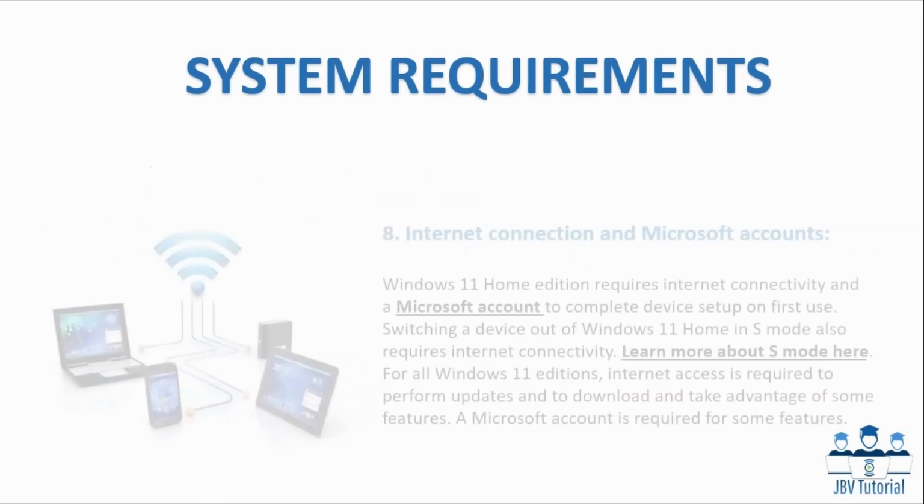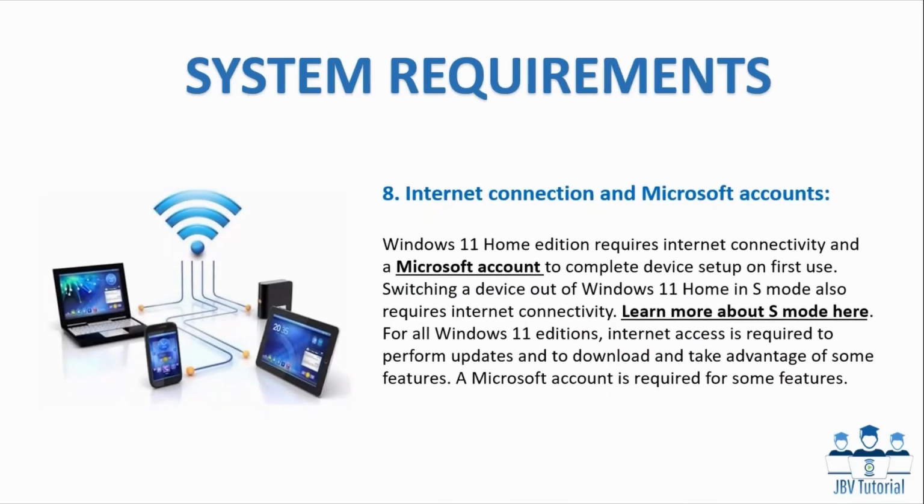8. Internet connection and Microsoft accounts. Windows 11 Home Edition requires Internet connectivity and a Microsoft account to complete device setup on first use. Switching a device out of Windows 11 Home in S mode also requires Internet connectivity. For all Windows 11 editions, Internet access is required to perform updates and to download and take advantage of some features. A Microsoft account is required for some features.